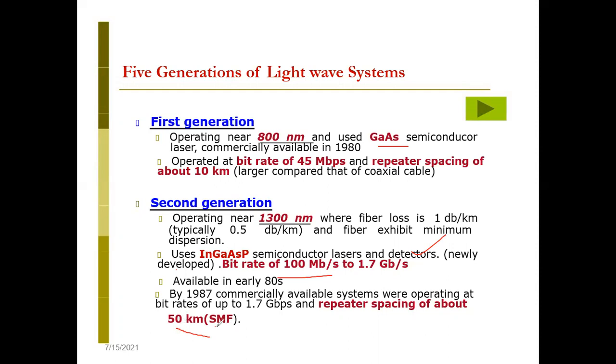Now SMF is single mode fiber. We have multi-mode fiber, we have single mode fiber. So here the data is related to single mode fiber. So with single mode fiber in the second generation, the repeater spacing increased up to 50 kilometers. Again, the words written in red color are important for you to remember.